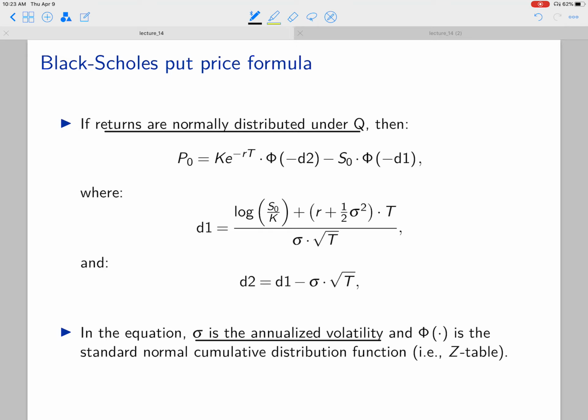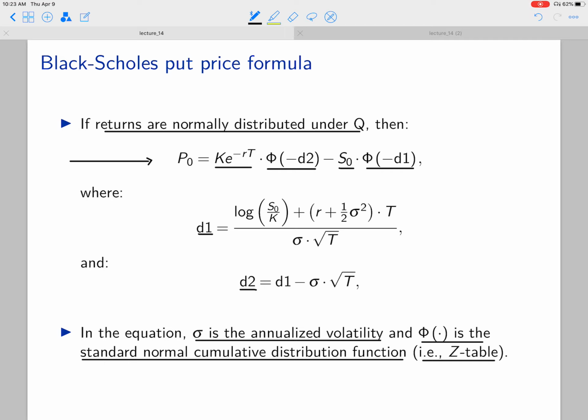It turns out that the Black-Scholes model price is given by the following equation. The put price is going to be equal to the present value of the strike times phi of negative D2 minus the current stock price today times phi of negative D1, where D1 and D2 are just constants that take in observable inputs and output constant values. And phi, again, is the standard normal cumulative distribution function, i.e. the z-table.